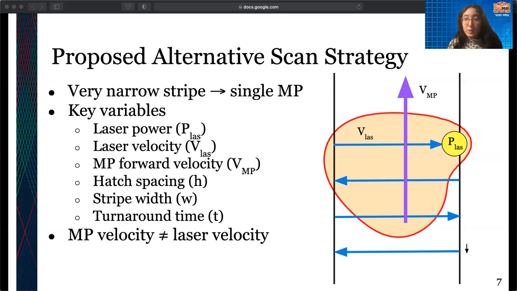We also have the geometric parameters for the hatch spacing here and the stripe width, which govern the exact pattern that the laser travels, as well as the turnaround time at the end of each raster.